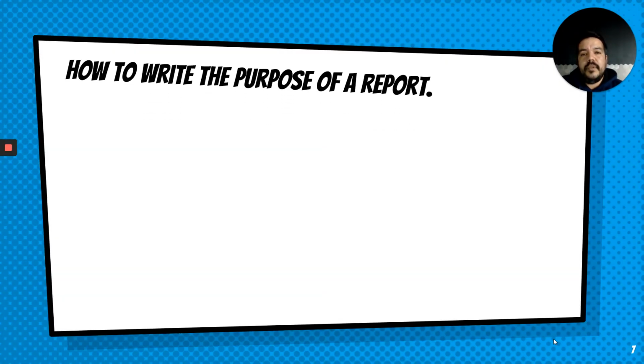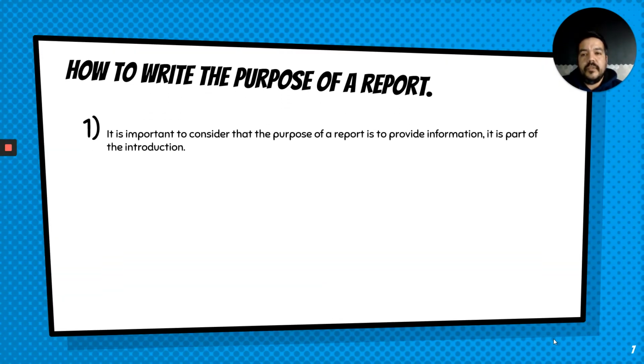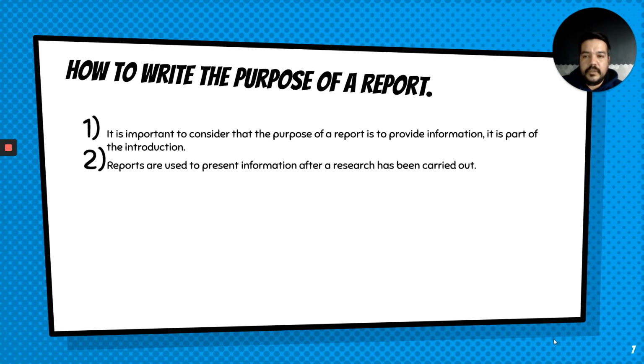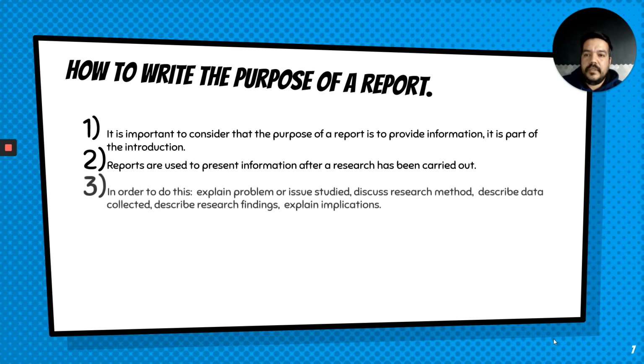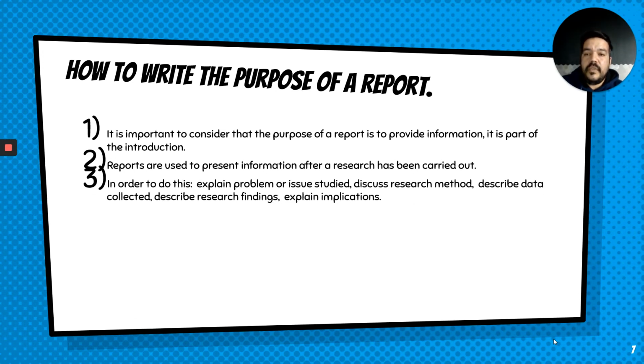How to write the purpose of our report? First, it is important to consider that the purpose of a report is to provide information. It is part of the introduction. Reports are used to present information after research has been carried out. 3. In order to do this, explain the problem or issues studied, discuss the research method, describe the data collected, describe the research findings, and explain the implications.